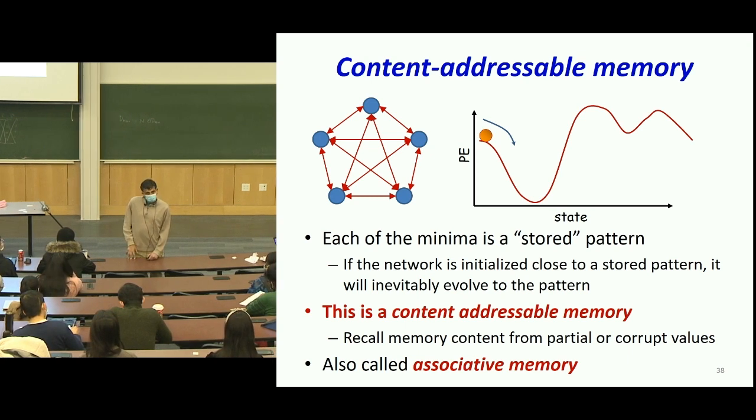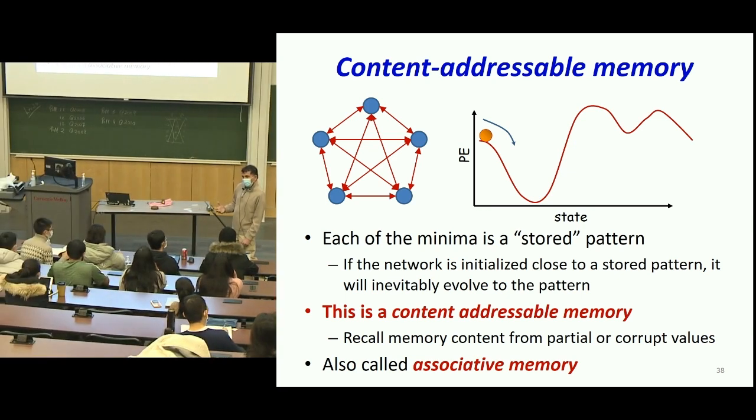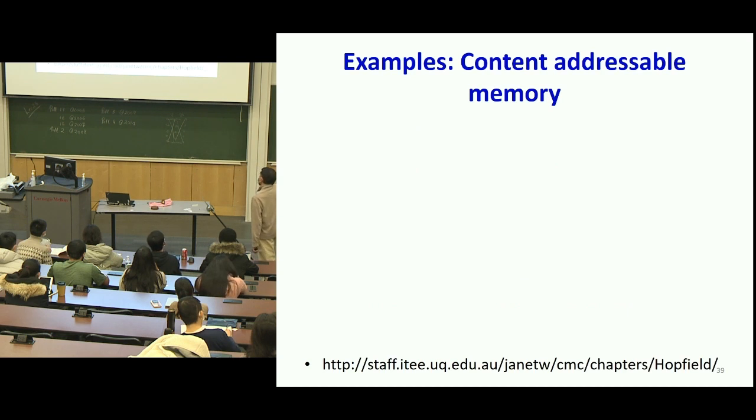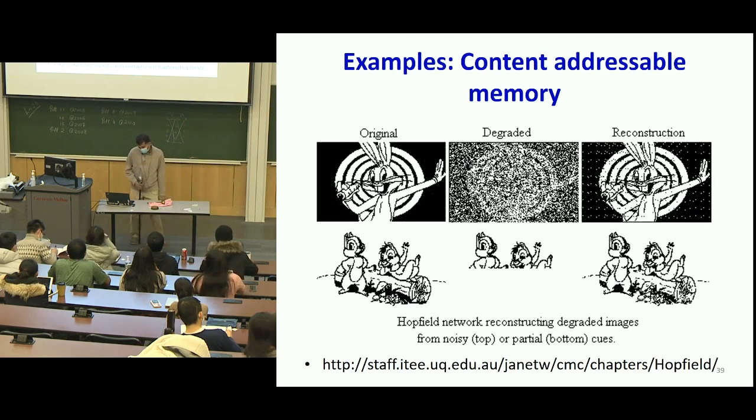How do you operate? You don't operate by location-based indexing. You remember something, and whatever you remember sort of pulls up the entire memory. That's how our own memories operate most of the time, right? We have content addressable memories in our head. So this is a content addressable memory. Here are some examples of content addressable memories, if I can play the video, right?